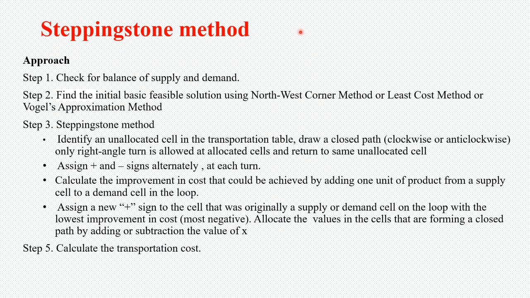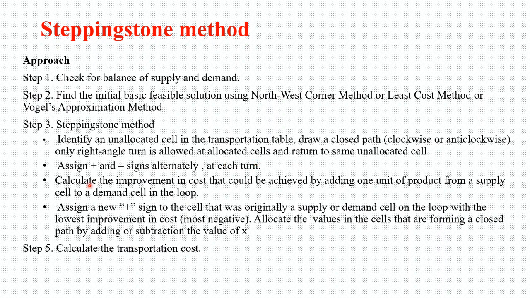Approach. Step 1. Check for balance of supply and demand. Step 2. Find the initial basic feasible solution using northwest corner method or least cost method or Vogel's approximation method. Step 3. Steppingstone method. Identify an unallocated cell in the transportation table. Draw a closed path, clockwise or anticlockwise. Only right-angle turns are allowed at allocated cells, and return to the same unallocated cell. Assign plus and minus signs alternately at each turn.